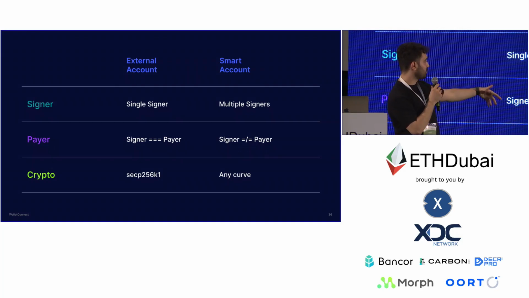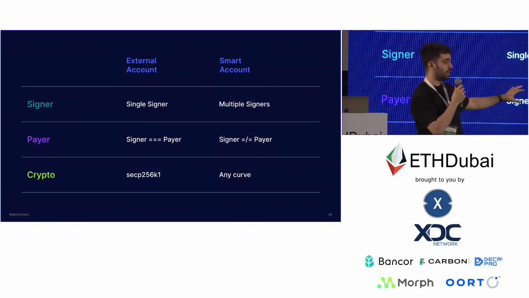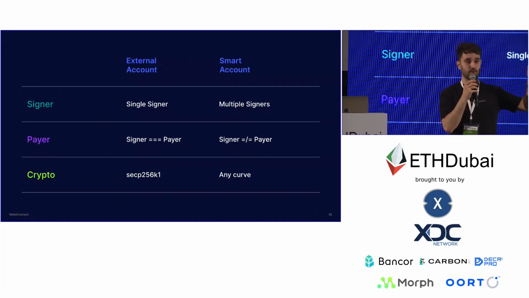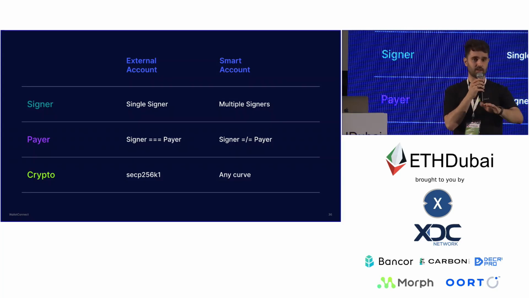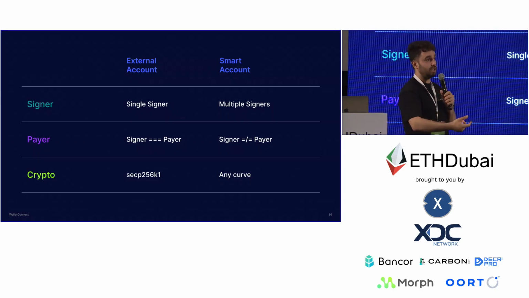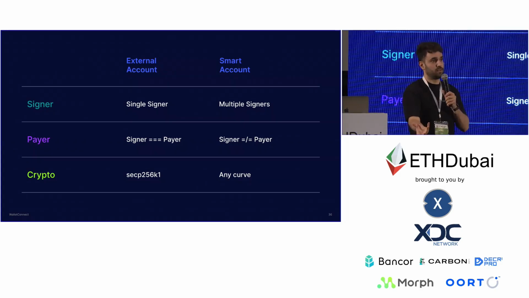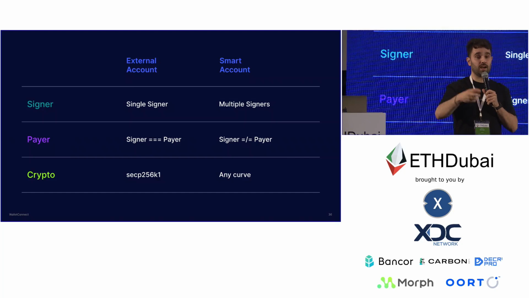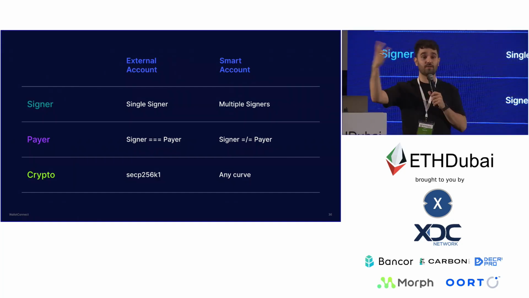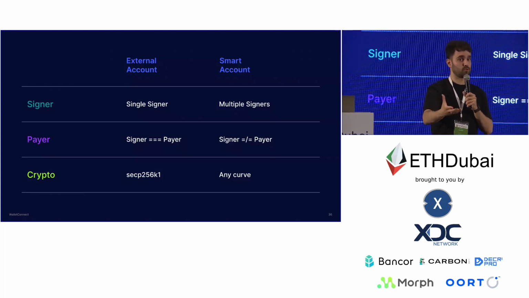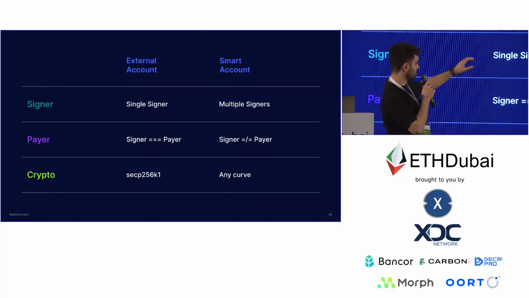And also, because you have multiple signers, you have the ability to decouple this concept of the signer always being the payer. You can have a signer and a payer completely separate. That could be a signer that owns the assets, or you could have the account owning the assets, but it's not the same as the one that signs, or you could have a third party subsidizing the transactions for you. And this is currently only possible with smart accounts.